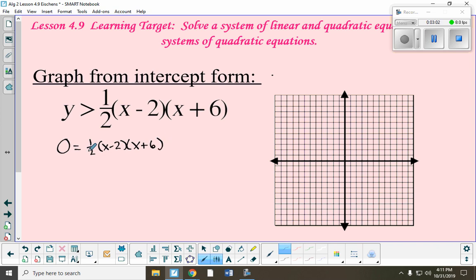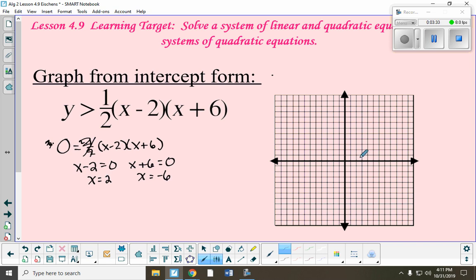And we can get rid of the 1/2. If you divide by 1/2, or if you multiply by the reciprocal, this just goes away because this would be times 2, which is 1, times 2, which is 0. So this will go away. So now you set each of those factors equal to 0. So x equals 2 and x equals negative 6. So in other words, when y is 0, x is a 2.